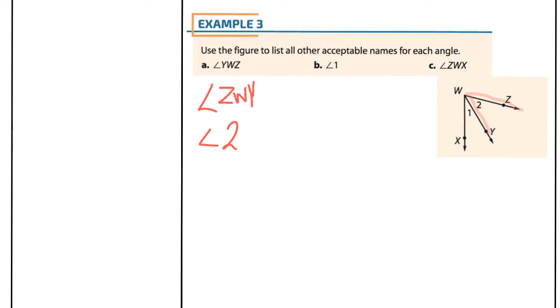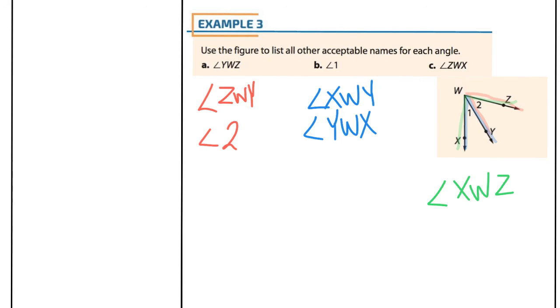All right, so look at B. B says rename angle 1. Well, angle 1 is this one right here. Well, I have two possible names for that angle right there. It could be angle XWY or angle YWX. Once again, noticing W is my vertex, so it's in the middle. C says rename angle ZWX. Well, the only rename for that I have is angle XWZ.